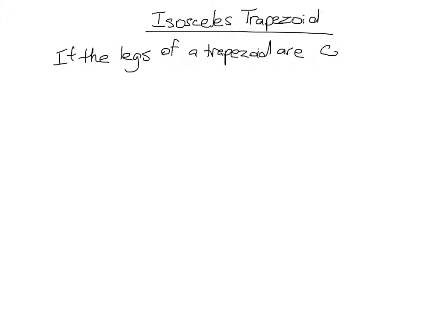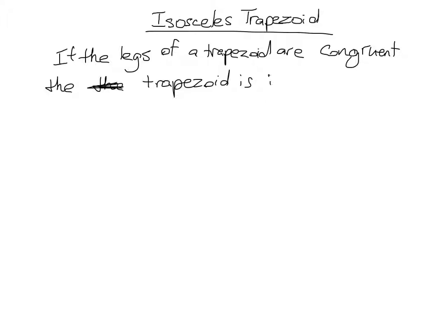Let's write that down. So what do I mean by that? Let's talk about that in just a moment. All right, then the trapezoid is isosceles. There we go. All right, so in this case, we have a trapezoid.